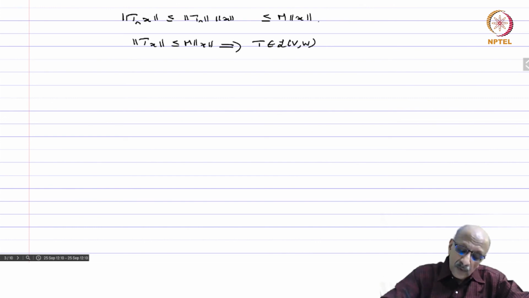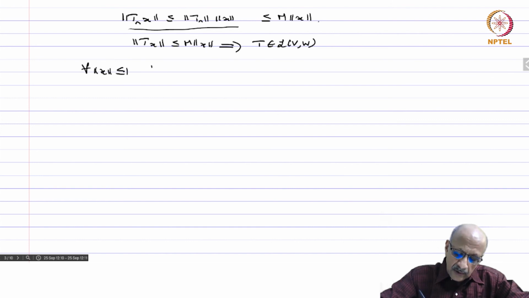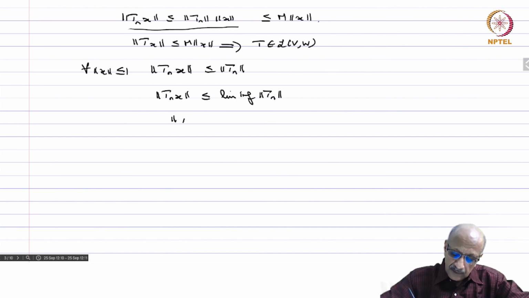Okay. And now if you look at this part of the equation, if you take for all norm x less than or equal to 1, you have norm T_n x is less than or equal to norm T_n, and therefore if you take the limit, you get norm Tx is less than or equal to lim inf norm T_n. On the left side I am taking the limit, on the right side I take lim inf, and therefore norm T is less than or equal to lim inf norm T_n.